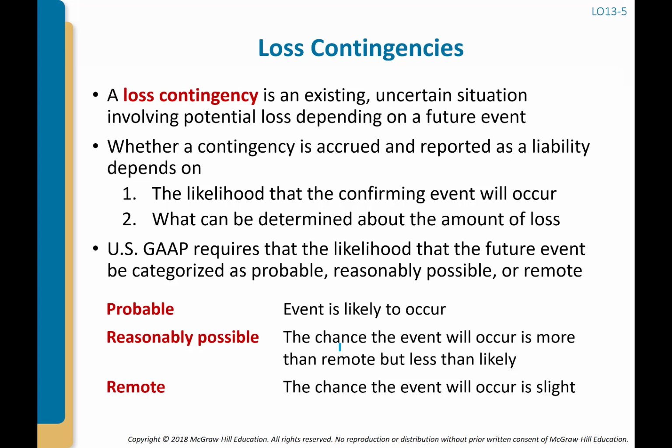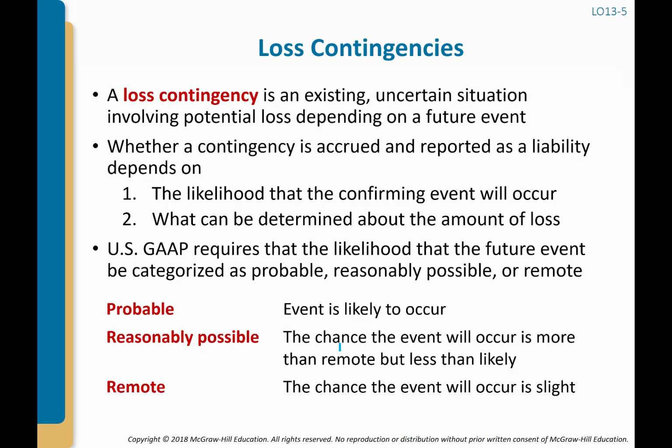If it's reasonably possible that we're going to have the loss, then we will have to make a footnote disclosure of either the amount that we think the loss is going to be or the range of potential losses. If it's remote, that means the chance that the event will occur is not very likely. We don't have to do anything. We don't have to disclose. We don't have to book the loss.